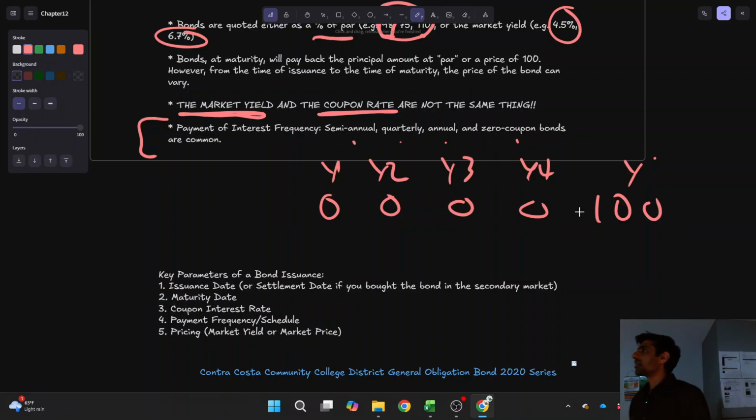How much would you pay for this? Would you pay 100 for this? What would that mean if you paid 100? Would you earn anything? No, you wouldn't earn anything. So what are you going to pay? Can we agree less than zero, or sorry, less than 100? Yes. So this is an illustration of why bonds can trade at a discount. Because if you just paid par, meaning a price of 100, you're not going to earn anything because this is a zero coupon bond.